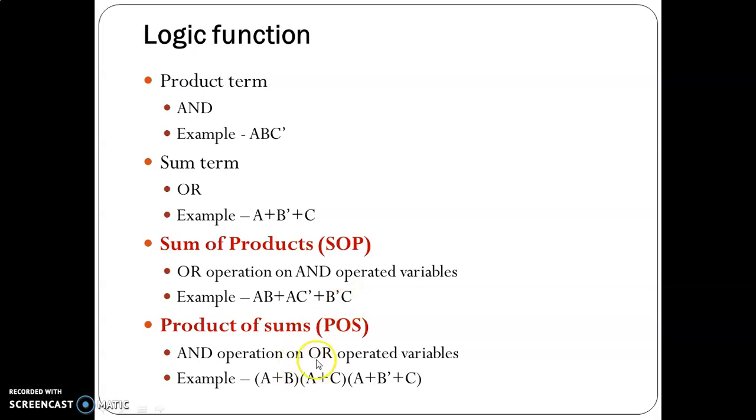Product of sums. A product of sums expression is a logical product of two or more logical sum terms. It is basically an AND operation of OR operated variables. So here we take the sum terms and then take the product of all the sum terms. That is called product of sums.